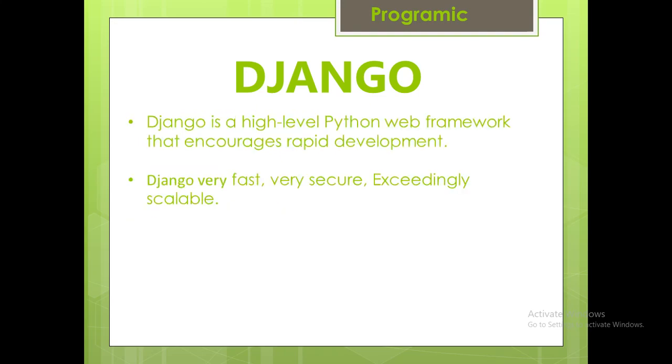So what is Django? Django is a high-level Python web framework that encourages rapid development. Meaning, if you're given a task to build a website as quick as possible, Django is there for you. Django is very fast, very secure, and exceedingly scalable. Meaning it can work with a large amount of data. So if you are working with organizations that handle large amounts of data, you can use Django for that.